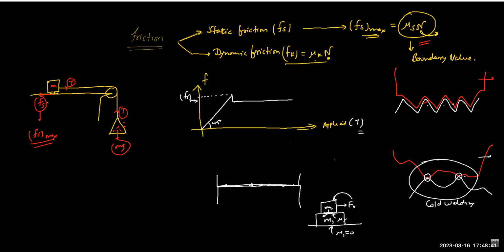But in case of kinetic friction, what will happen? F will give to M2, and the friction will be kinetic. So kinetic friction will take away energy from M2, but will it give back the same?